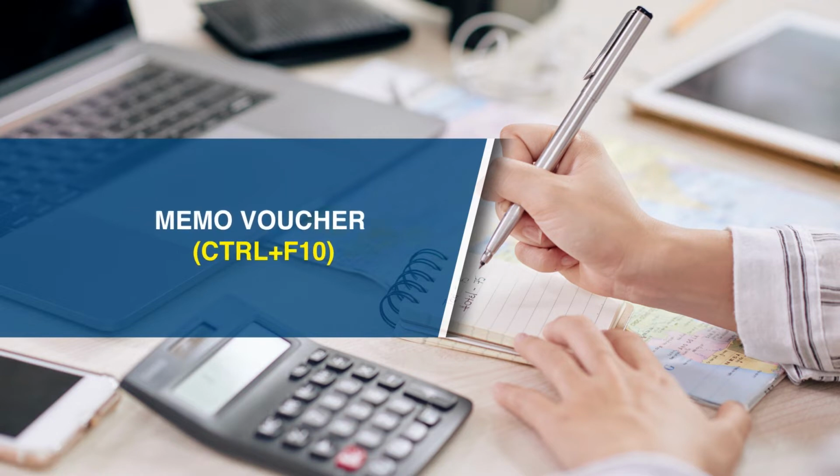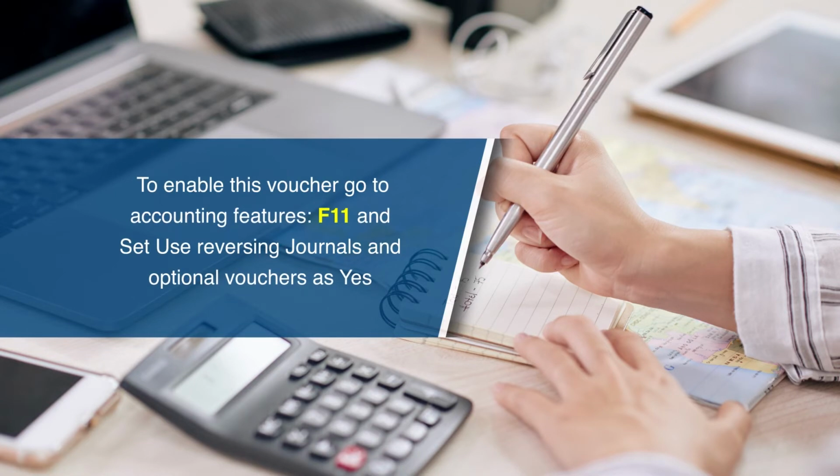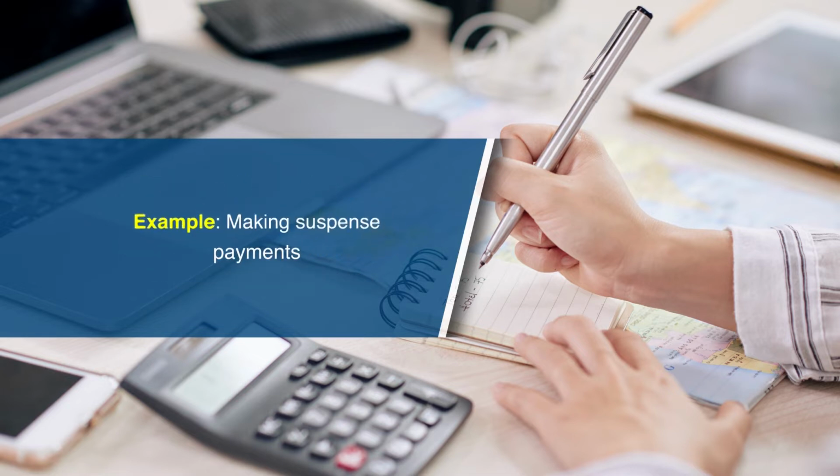The next one is the memo voucher. Shortcut key Control plus F10. It is a non-accounting voucher which does not affect the books of account. There will be no effect of this voucher if you create it. These entries are stored in a separate memo register. Later on, if you want, you can convert this memo voucher into a regular voucher. To enable this voucher, you have to go to Accounting Features F11 and set Use Reversing Journal and Optional Voucher as Yes. Example, making suspense payment.